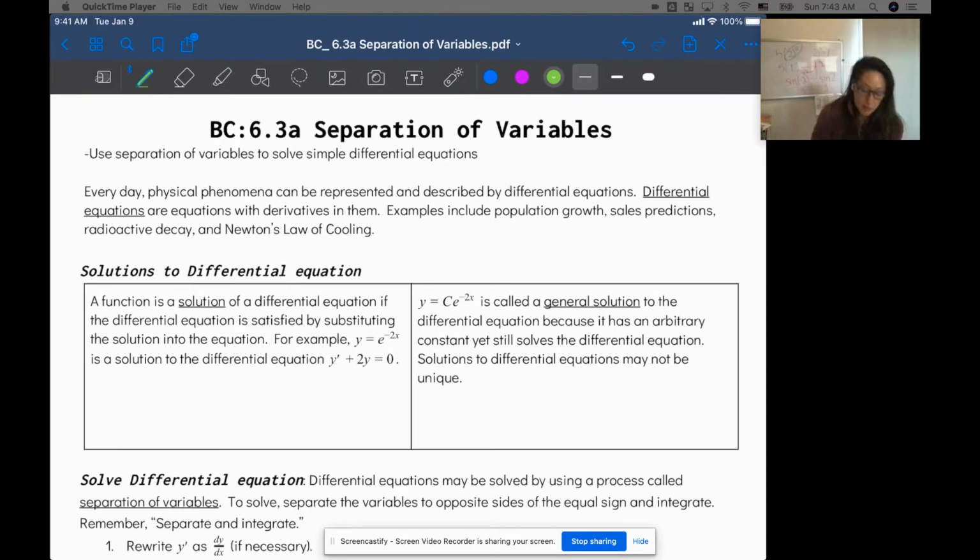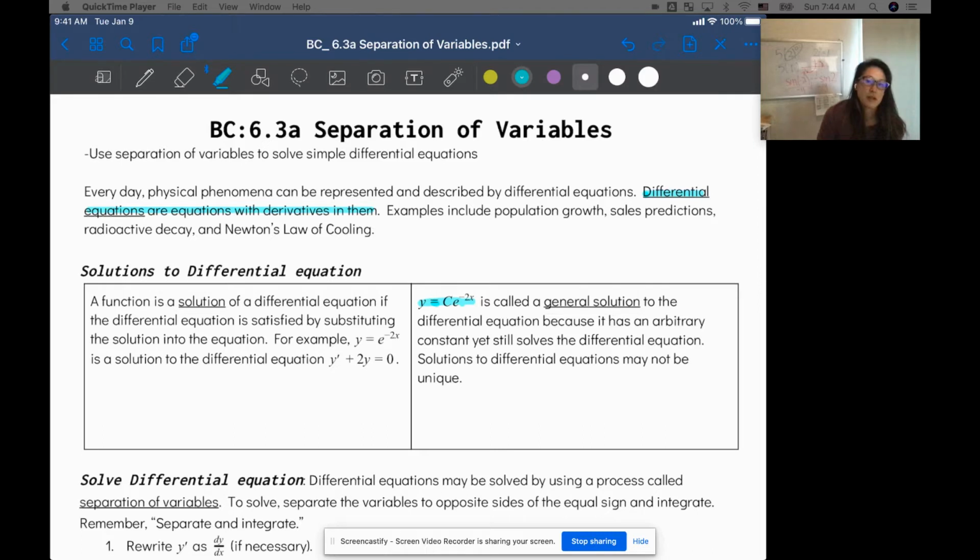A differential equation is one that has a derivative in it, okay? Some examples: population growth, sales, anything that is exponential growth, Newton's law of cooling, radioactive decay. The way we solve a differential equation, the solutions to a differential equation, we have a general solution where we use a C value, some unknown C value that we have to solve for.